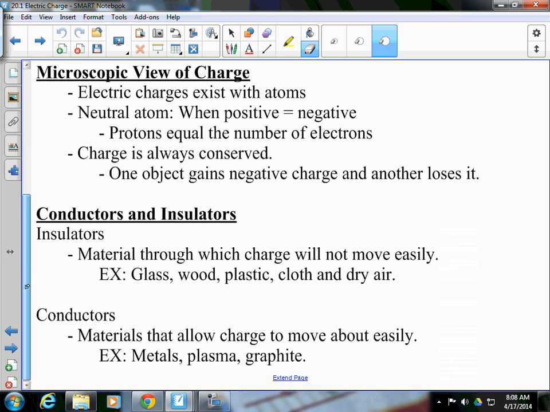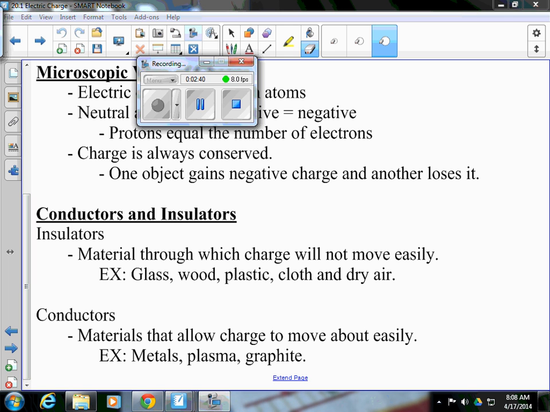Lastly, when we review here, this should be pretty simple. You should have covered this about 17 times in your high school career so far. Conductors and insulators. An insulator is a material in which the charge will not move through easily. So glass, wood, plastic, cloth, and dry air. Conductors, the exact opposite, are something which charge is going to move through very, very easily. Mostly metals, plasma, graphite are all excellent conductors. So that's just a quick overview and review of what you'll need for electricity in section 20.1.